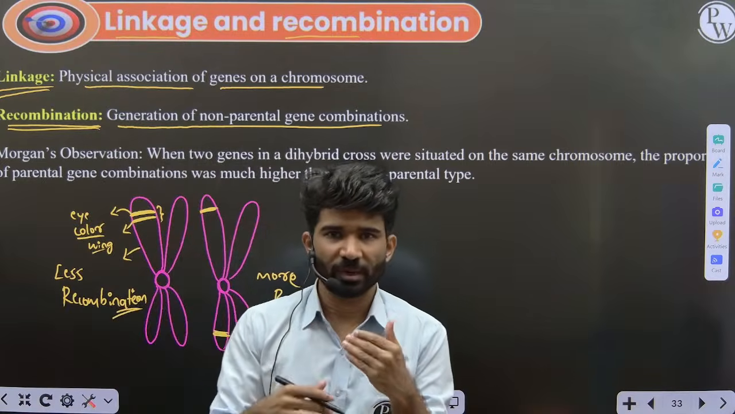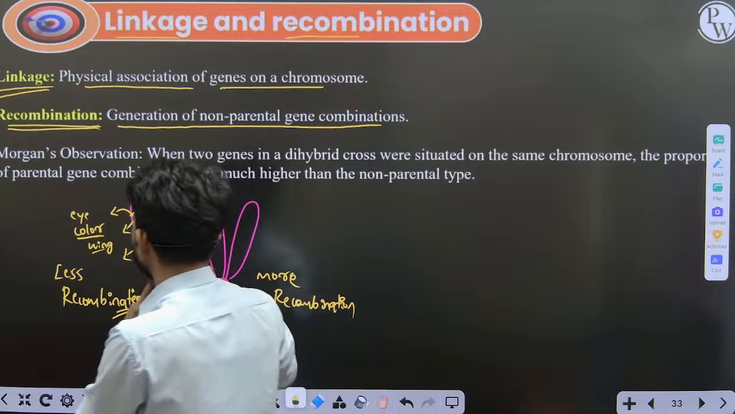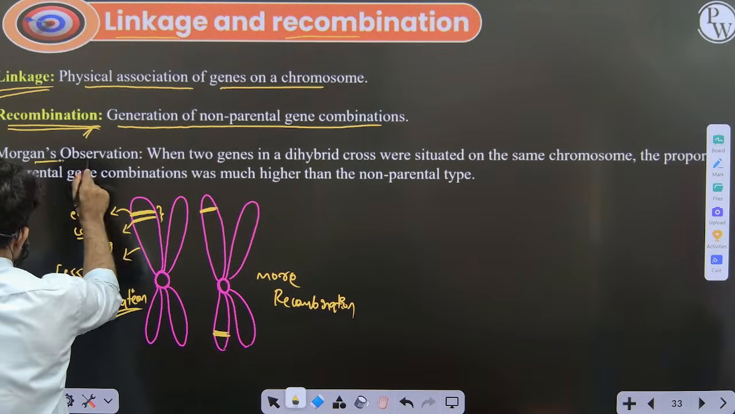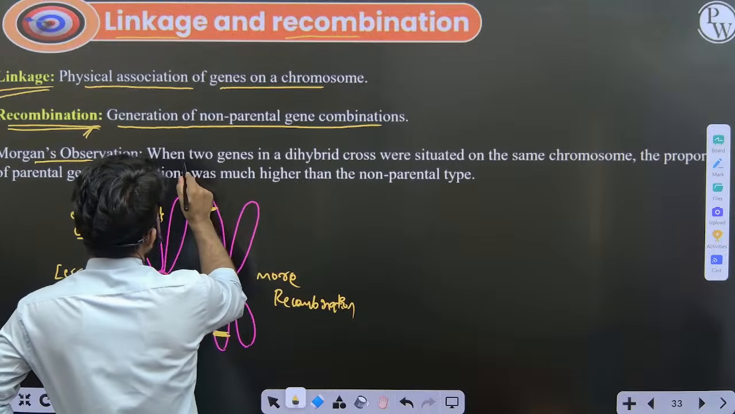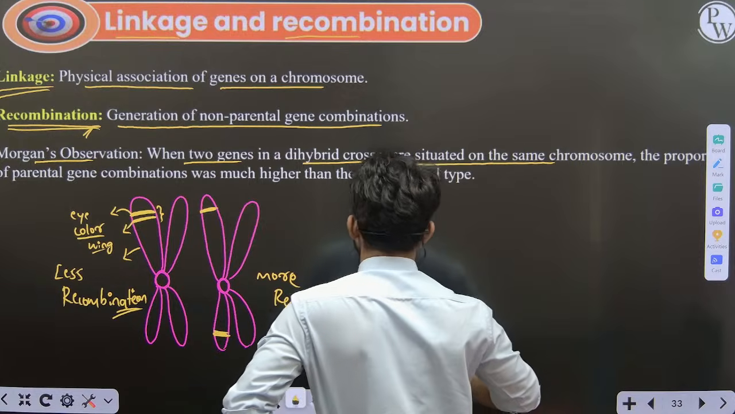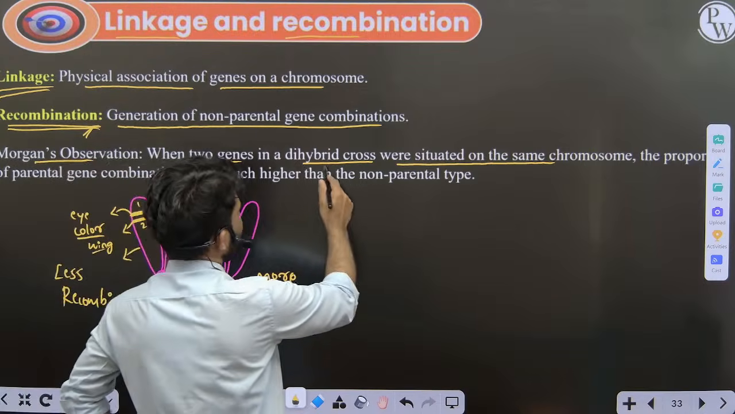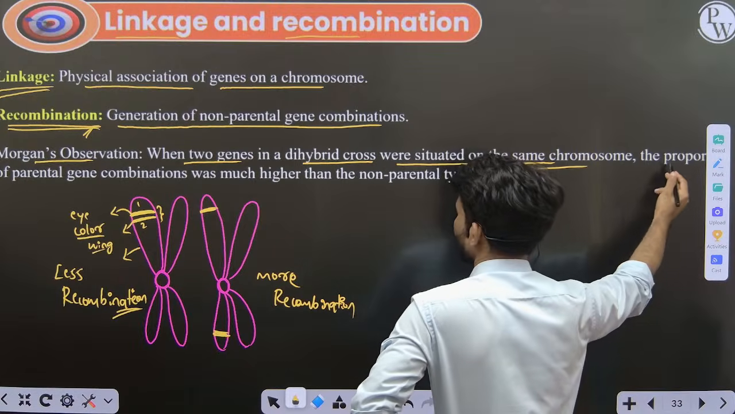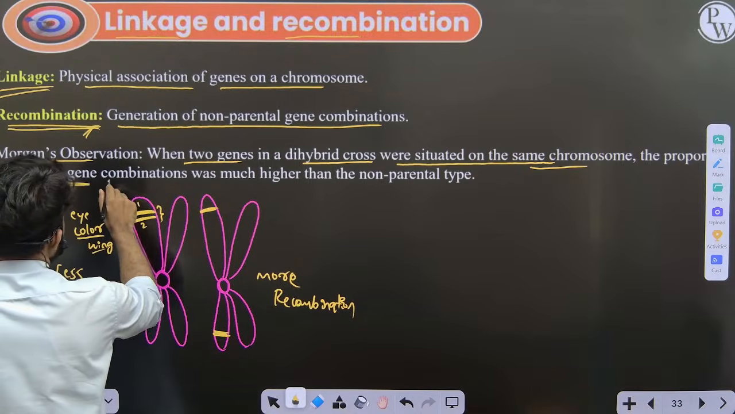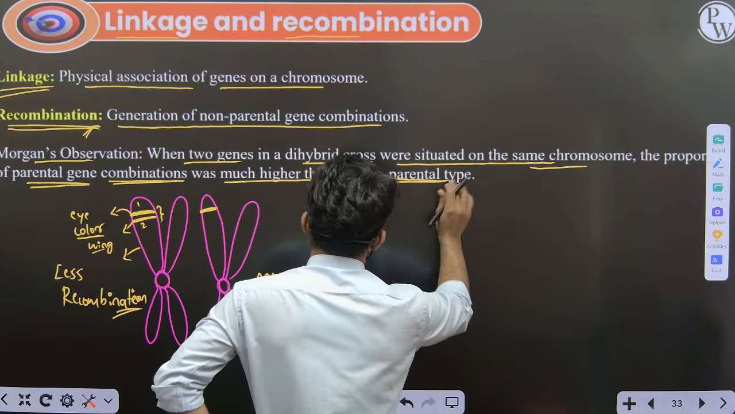You will get combinations that are not the same. You get variations, that is what we call it. What Morgan observed: when the two genes in a dihybrid cross were situated on the same chromosome, the proportion of parental gene combinations was much higher than the non-parental type.